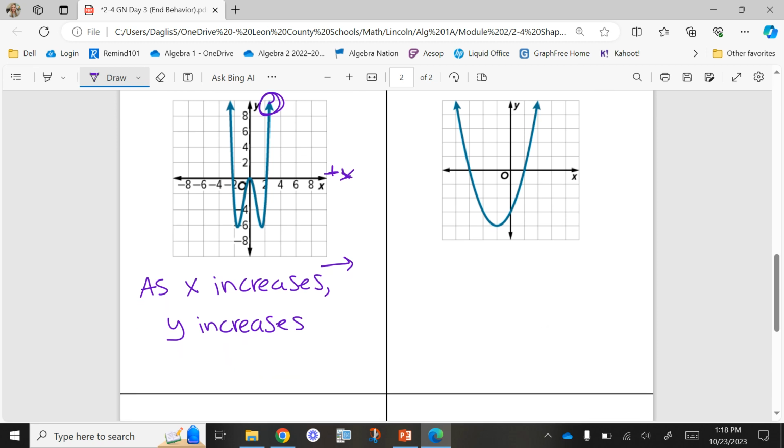I wrote way too big. I need another line. All right, I have a name right here. Sorry.